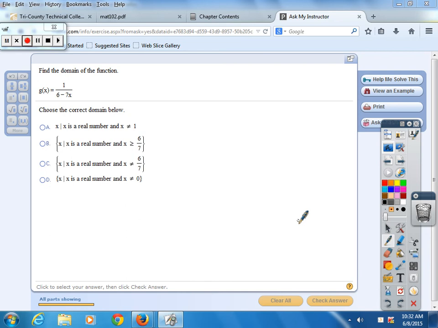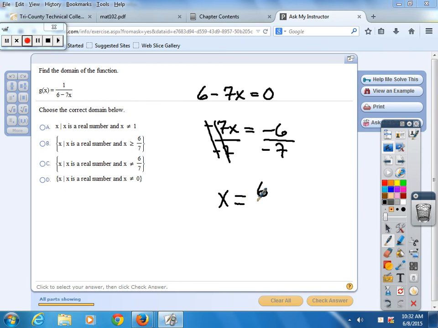So why am I going to set the denominator? Why didn't I set the radical equal to 0 a while ago? You don't have to, because what can you not have in a fraction? 0 in the denominator. So 6 minus 7x is equal to 0. Negative 7x is equal to negative 6. Divide by negative 7, and you get x is equal to 6/7.